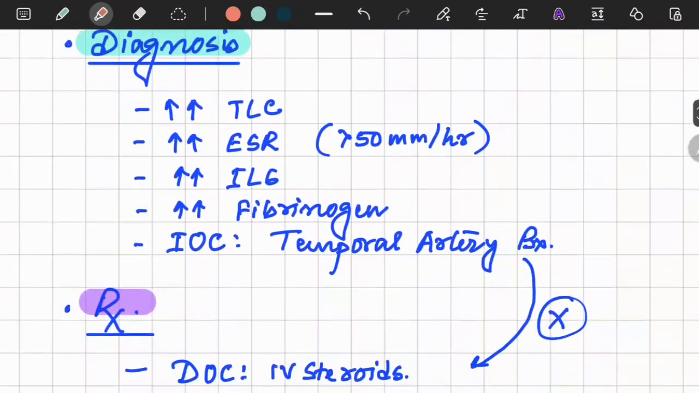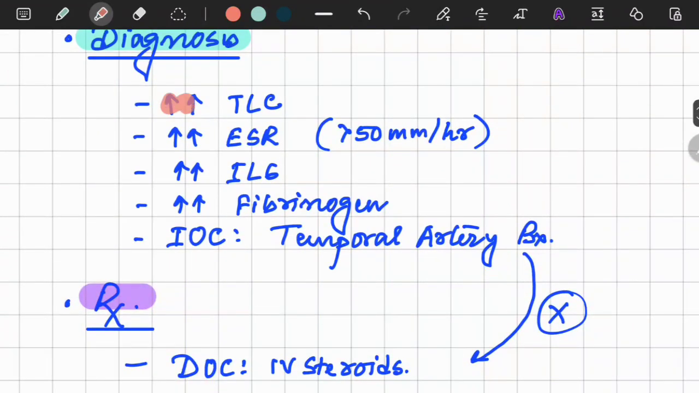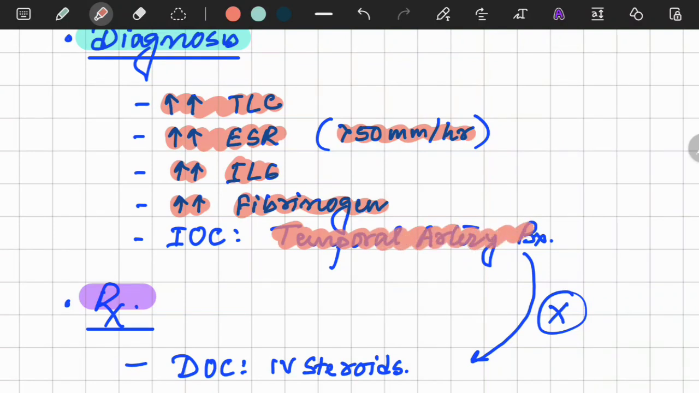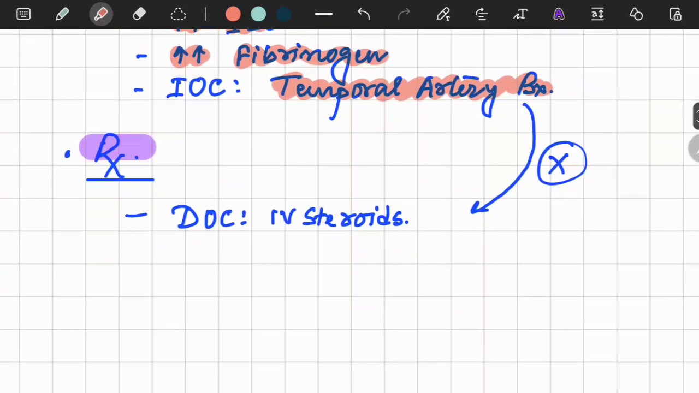Now let us talk about the diagnosis. The diagnosis suggests there will be increased TLC levels, there will be increased ESR levels, which is more than 50 mm per hour, there will be increased interleukin 6, increased fibrinogens. But the investigation of choice remains the temporal artery biopsy, and hence the name is temporal arteritis. And as we just talked about the treatment, the drug of choice shall be IV steroids.